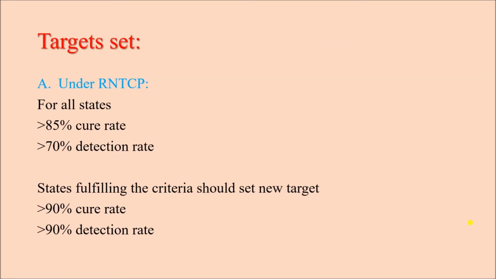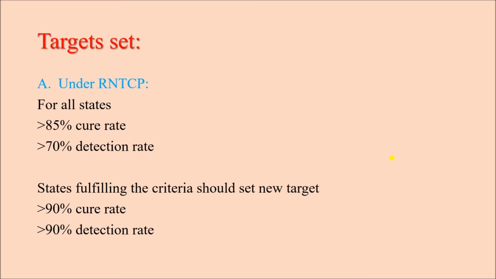Under our NTCP, for all the states and UTs, that is union territories, the target set was at least 70% detection rate of the new sputum smear positive cases and also at least 85% cure rate. So this is the part that I already discussed earlier. What do we do in our real life situation? We set a target for us. Say I want to achieve 80% mark in mathematics exam.